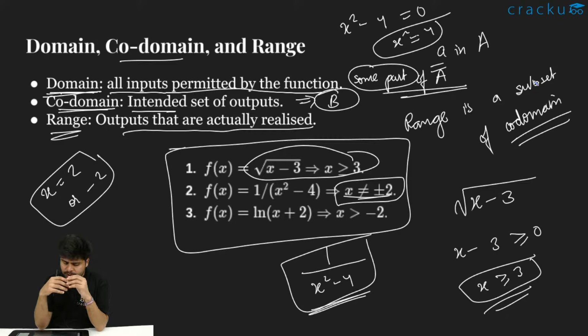Then comes f(x) equal to the natural log of x plus 2. We know that x plus 2 is the argument of the function, right? Argument can never be negative. Argument can never be 0. So the argument has to be positive. Therefore x plus 2 is greater than 0, which means x is greater than minus 2. So if x is less than minus 2, the function will not be defined. So the domain is all the real numbers such that x is greater than minus 2. We are not considering x less than minus 2.